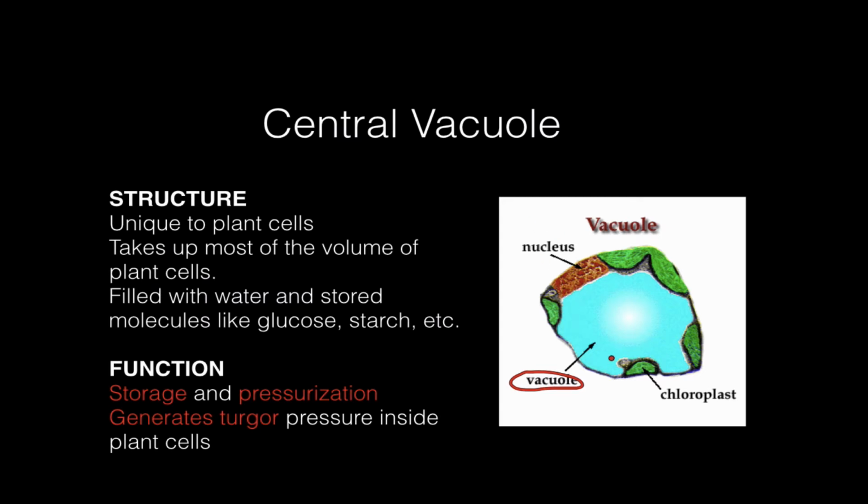And a large central vacuole like this is a structure unique to plants, and it's filled with water and materials that will dissolve in water like glucose and some starch grains and things like that. So the function of the central vacuole is to store material and also to pressurize the cell.